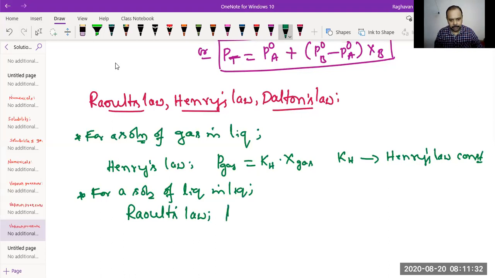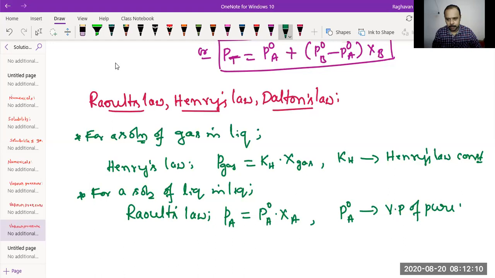Mathematically, the partial pressure of each component, small p, is given by PA equal to P naught A into XA. Here, what is the constant? P naught A is the proportionality constant, the vapor pressure of the pure liquid before mixing, right?